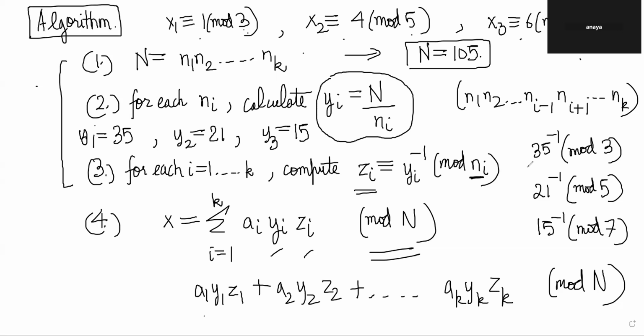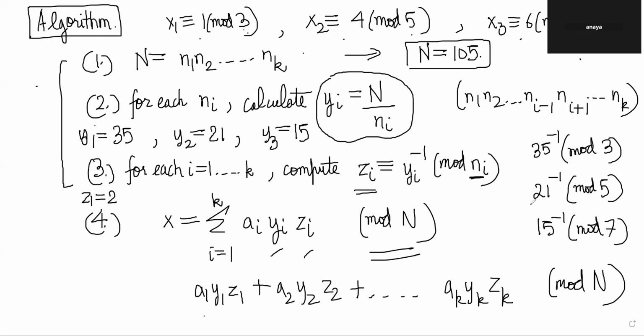0 doesn't work. 35 into 1 doesn't work. 35 into 2 works, see? 35 into 2 is 70, which is 1 mod 3. So 35 inverse is simply 2. So Z1 should be 2.